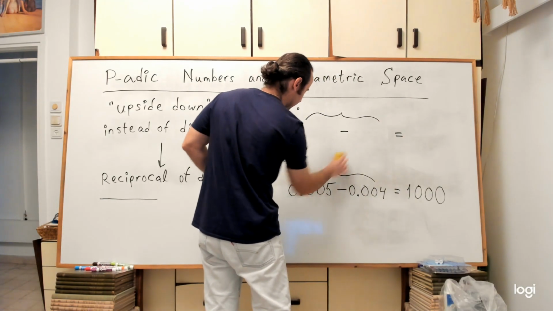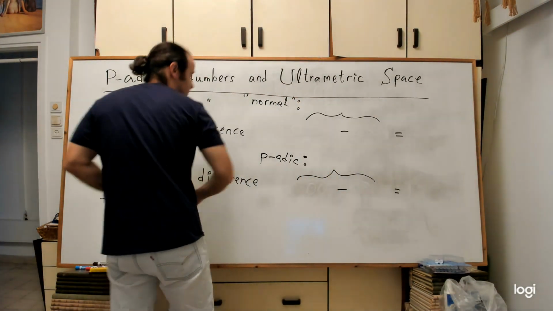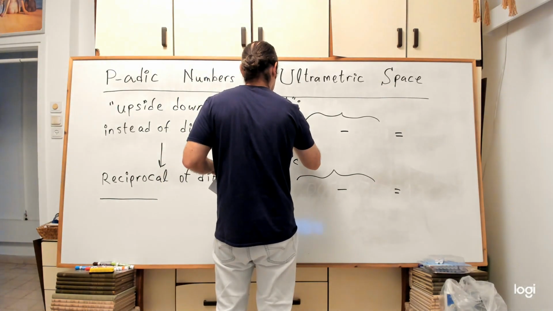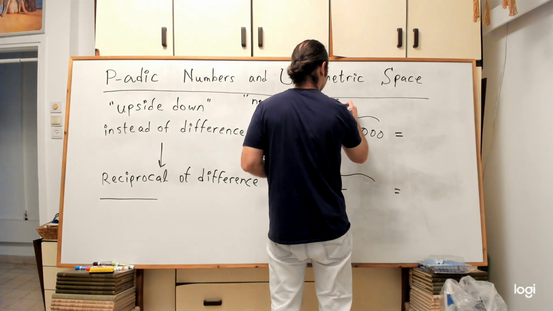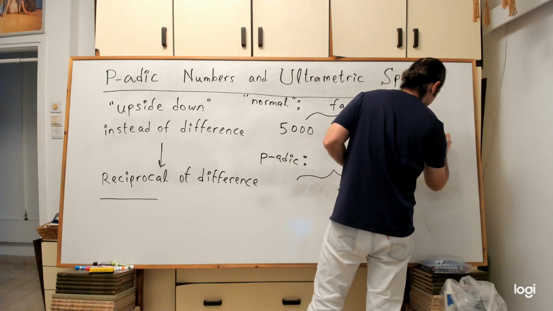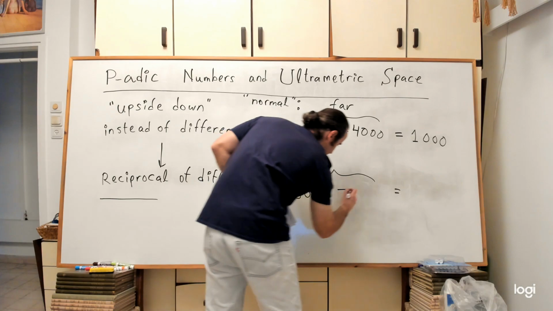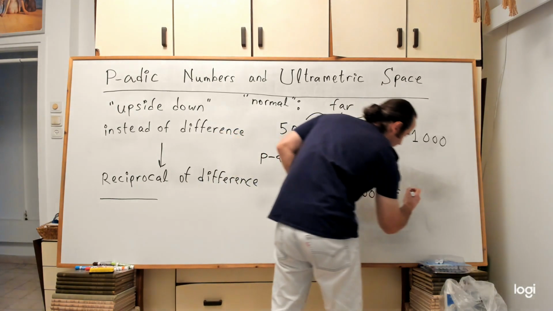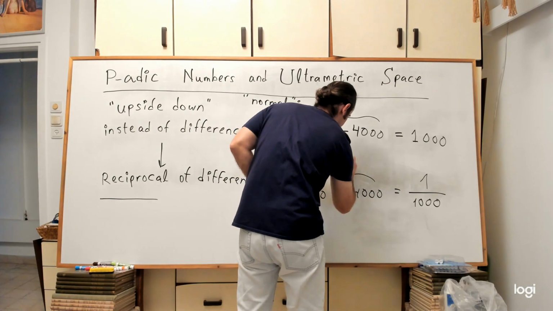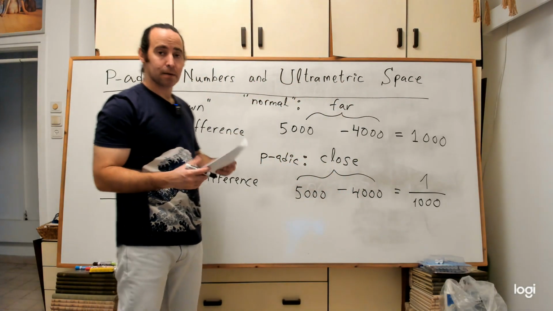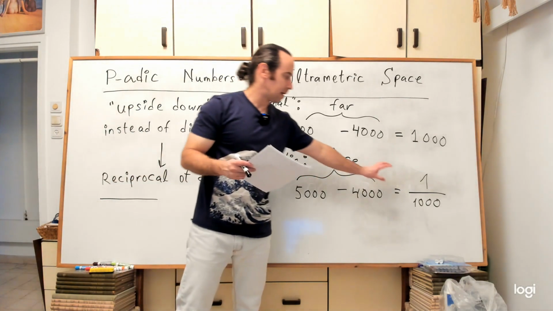Okay, we take another example. In normal numbers, 5,000 and 4,000 are far because the difference is 1,000. And in p-adic numbers, 5,000 and 4,000 are close because it's 1 over 1,000. Close. These are close to each other in p-adic because we take the distance and we flip it.